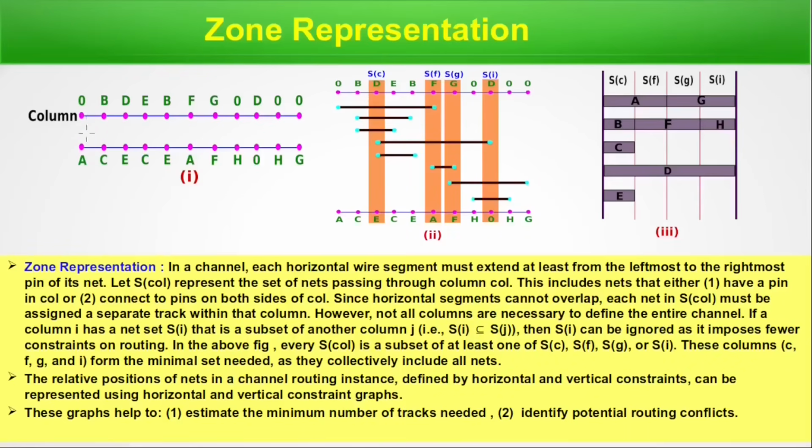So these are the pins, and now if we draw columns like this, A, B, C, D, E, F, G, H, I, J, K. We are only considering these 4 because other columns are subsets of one of these 4. The rule is that the set represents the set of nets passing through the column. Either it has a pin in the column or it connects pins on either side of the column. So here, only one pin.